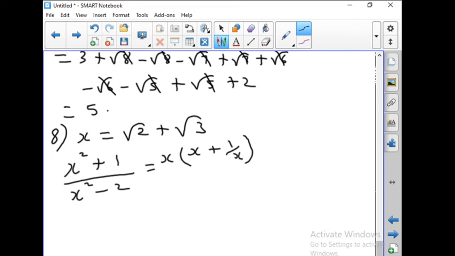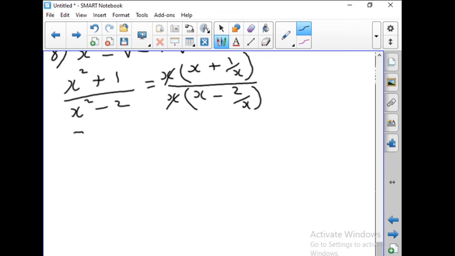Take it inside and check. So x into x is x square, and x into 1 by x, the x cancels and you will get 1. Does it match the previous step? Yes, it does. Now look at the denominator, you must always check. So x minus 2 by x. Okay, you have to check. So this x gets cancelled. So we get x plus 1 by x by x minus 2 by x. Okay, so you take this as 1.